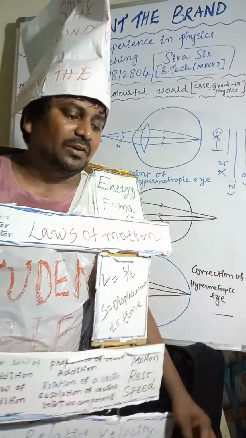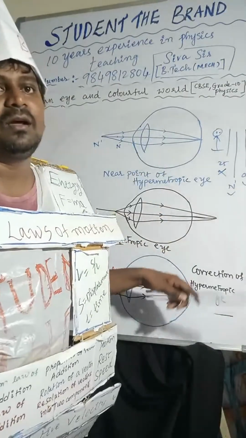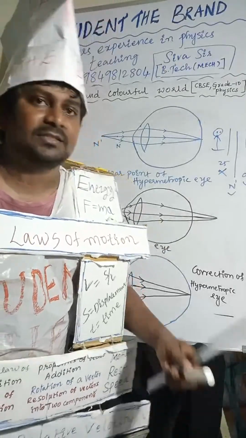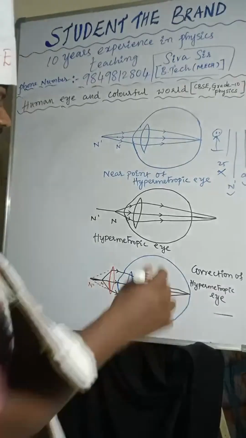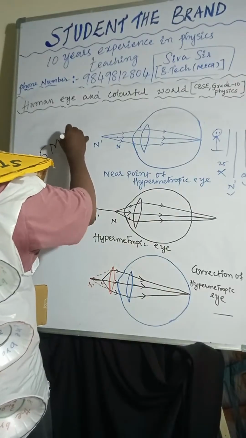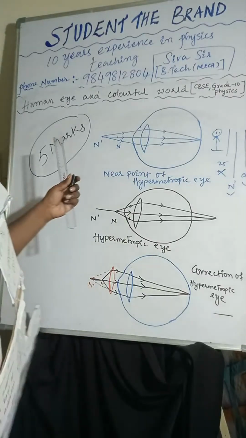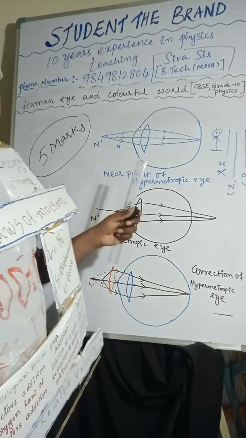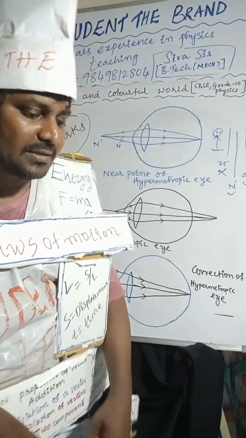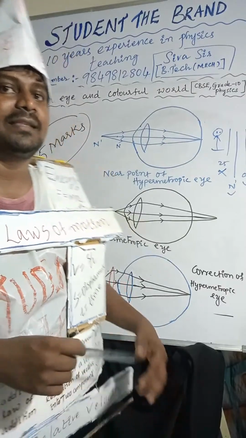Whatever method or process you follow, finally your output should be visible in the exam. This is very, very important. They will ask this question for 5 marks. Understood or not? In the previous myopia also 5 marks, hypermetropia also 5 marks. So we have to draw the diagrams in this manner.